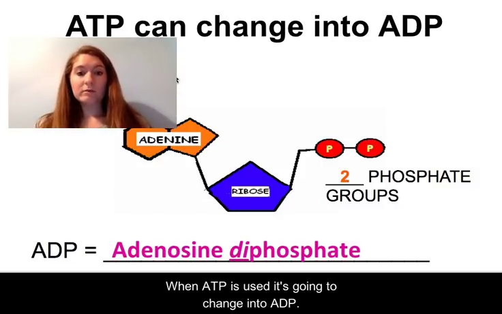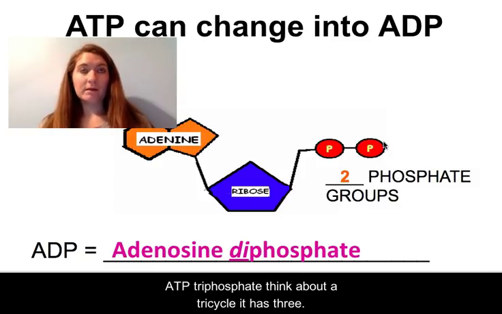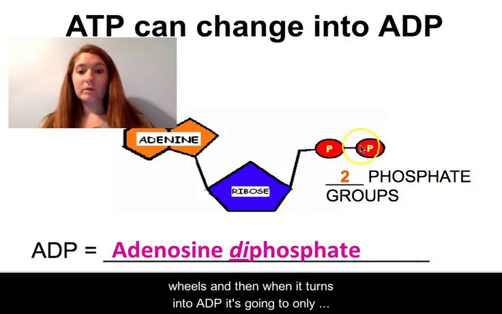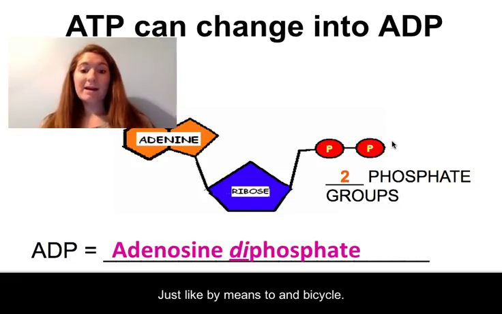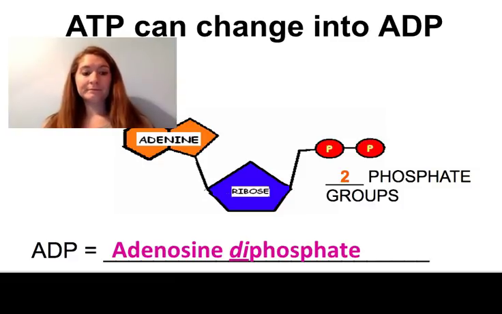When ATP is used, it's going to change into ADP. So before we had 3 phosphate groups here in ATP, triphosphate, think about a tricycle. It has 3 wheels. And then when it turns into ADP, it's going to only have 2 wheels. Di means 2, just like bi means 2 in bicycle. So it's going to change into adenosine diphosphate. Your third keyword is ADP.